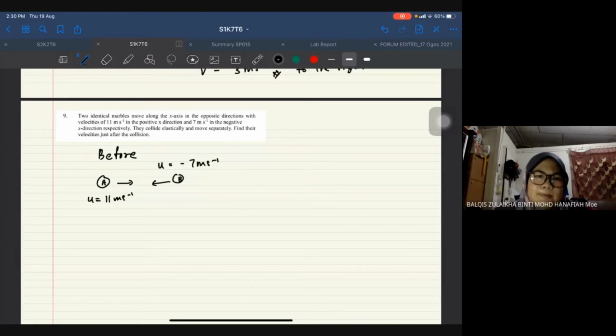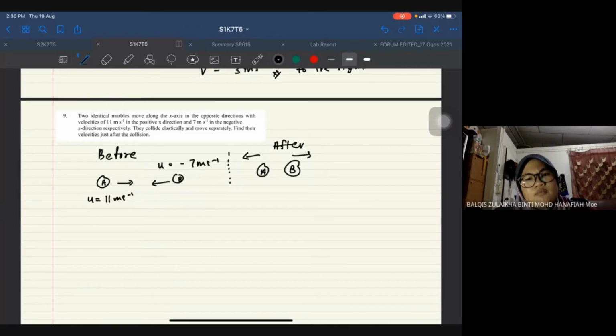So they collide elastically and move separately. Find the velocity just after the collision. So dia berlanggar, then they move separately. So tak tahu, kita assume tak tahulah dia ke mana walaupun kita tahu. Okay, let's say lah kita tahu dia pergi mana, kita boleh agak dia seorang akan pergi sini, dia seorang akan pergi sana. Kalau dia dapat opposite direction lah, if kalau dia kata after that dia move in one direction, boleh juga. So tak tahu lagi, kita assume je dulu. This is after.